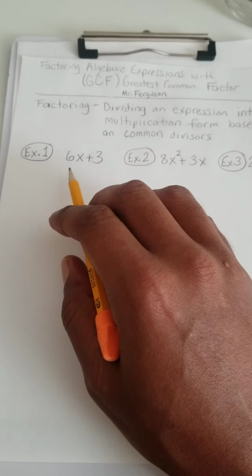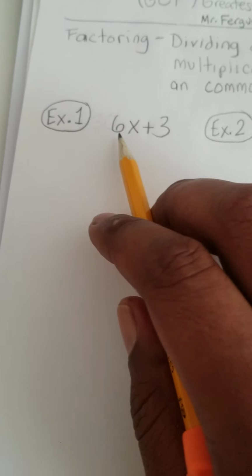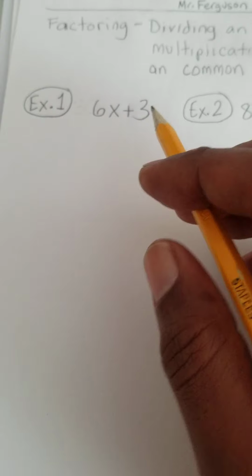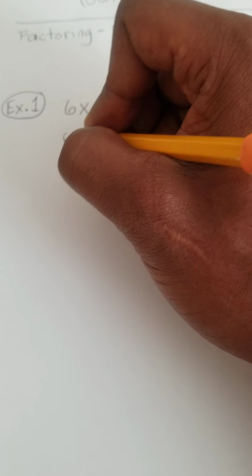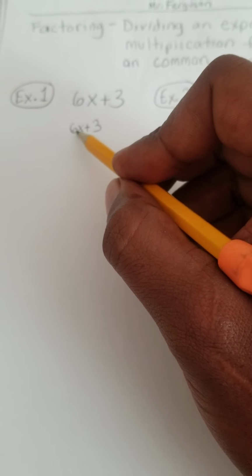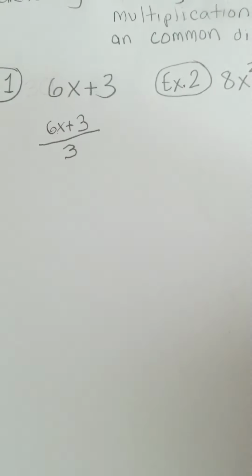So the fact of the matter is 6x plus 3. Well, both of these terms can be divided by 3. So that means I can factor 3 out. So what I'm doing is I'm going to take 6x plus 3. Again, it's the largest number that can divide into 6x, and the largest number that can divide into 3. And I'm going to divide by 3.